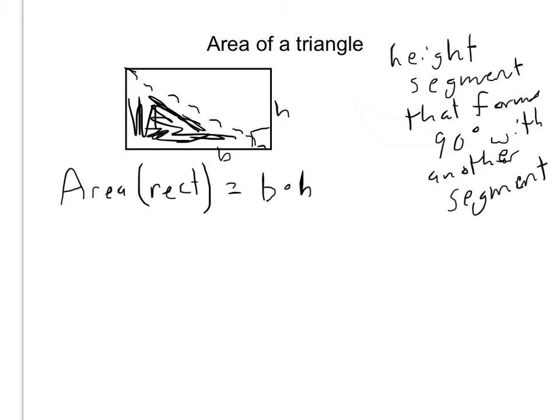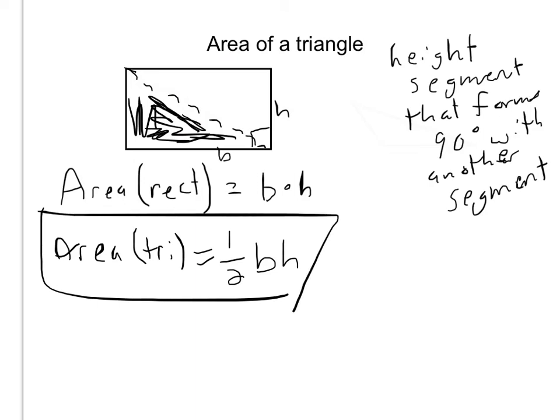Okay, the area of a triangle is half of the rectangle, so that's a half of the base times the height. Okay, because the triangle is 1/2 of the whole rectangle. So we need to make sure that we know this formula right here.